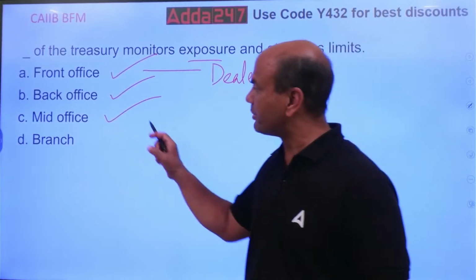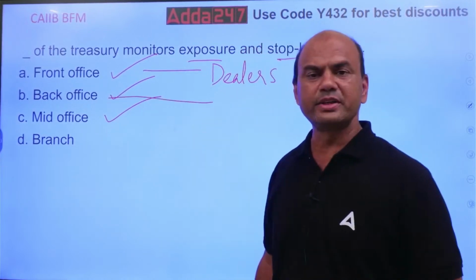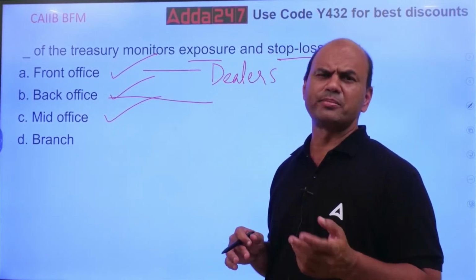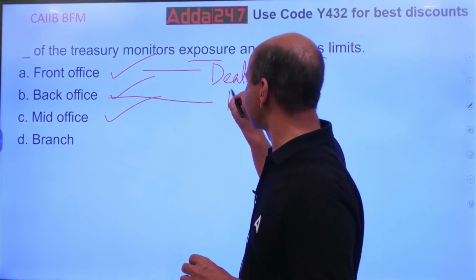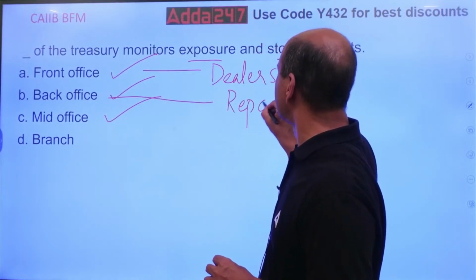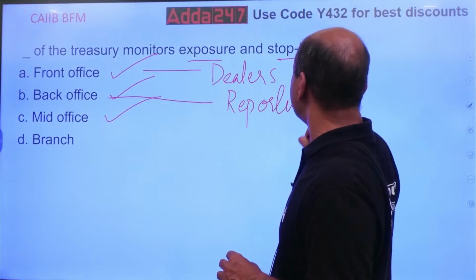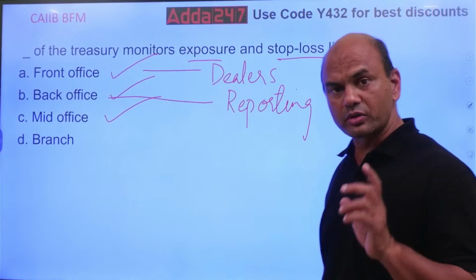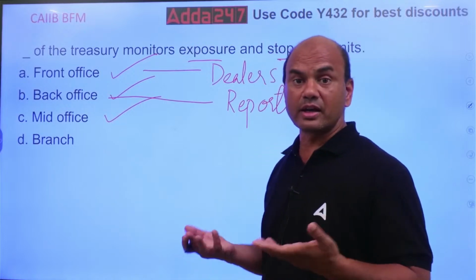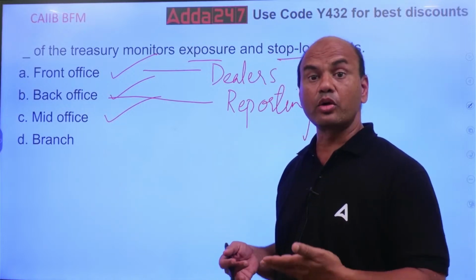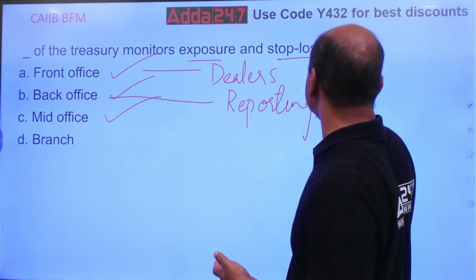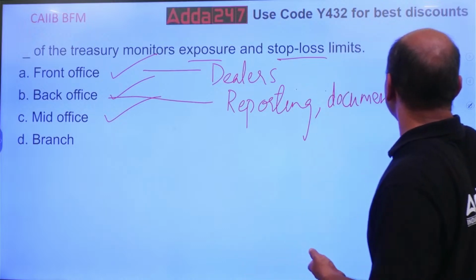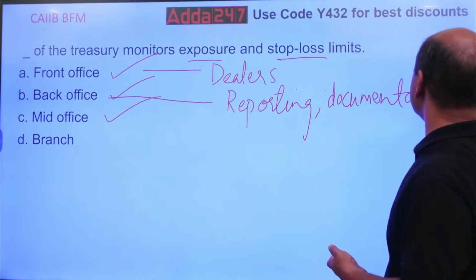Now, what does the back office do? Back office does the job of all your compliance, you can call. Compliance in the sense reporting part. So reporting is done by the back office. Plus, not only reporting, all your transactions are settled. The documentation of the transactions is done by the back office.